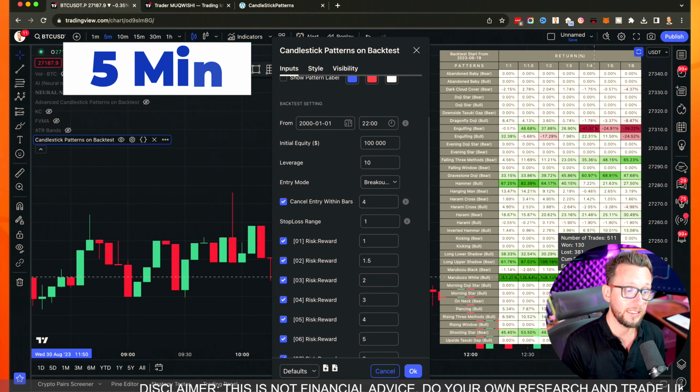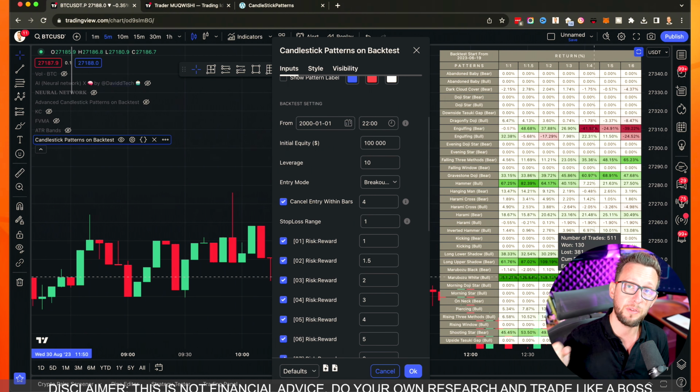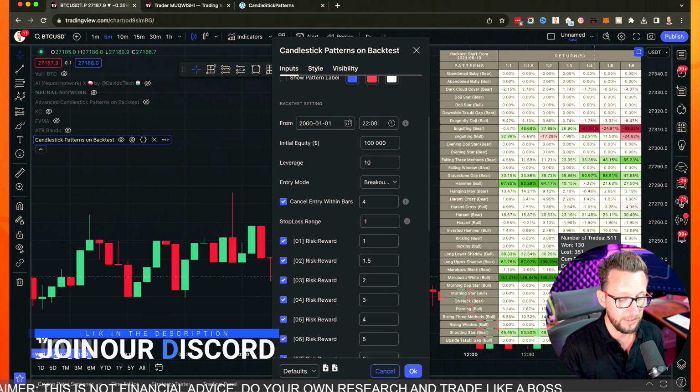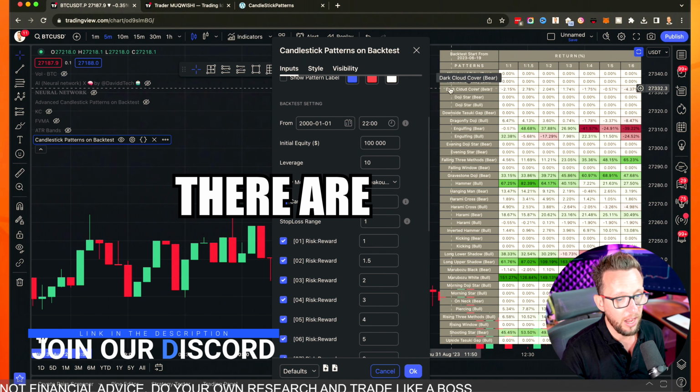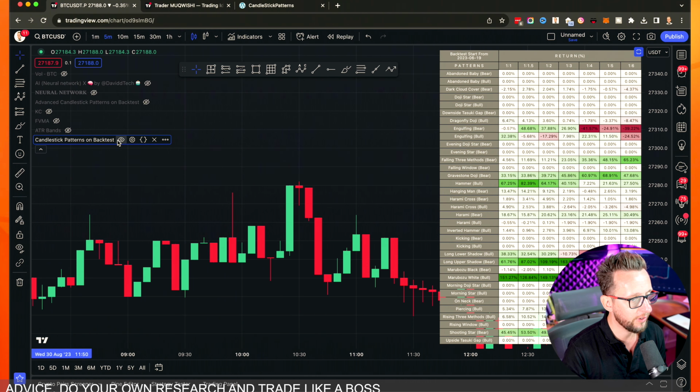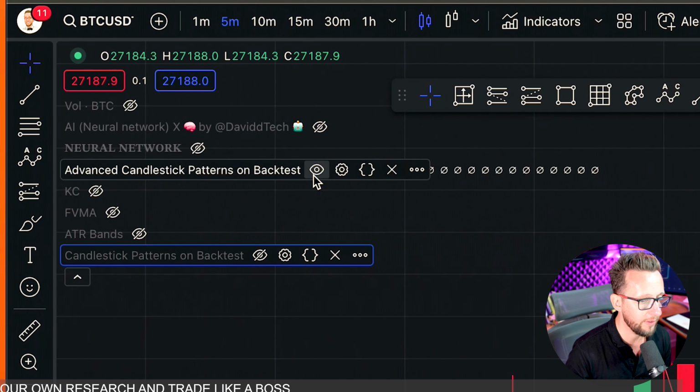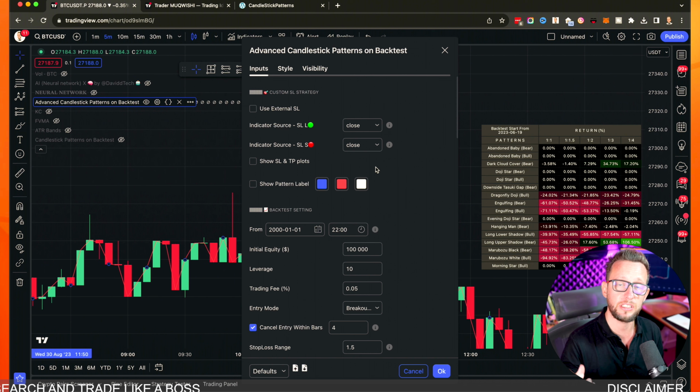This is on the 5-minute time frame, and this is a candle pattern that we've been talking a lot about in the Discord with David Tech. But there's a big problem. There are no fees. So this is the first thing that I set out to do, was to add fees to this trading strategy, to this backtester, so that we can really test it.